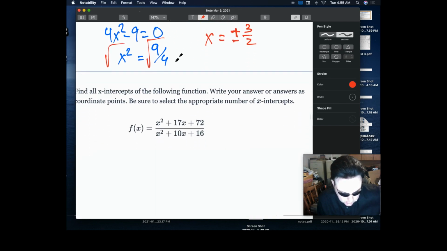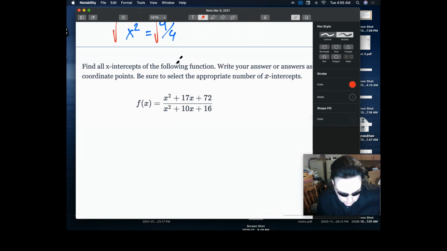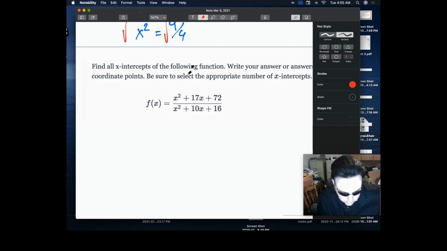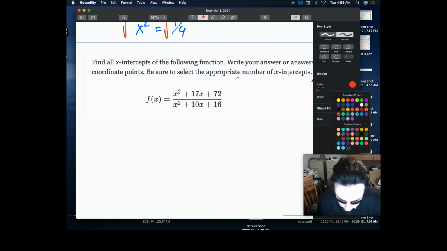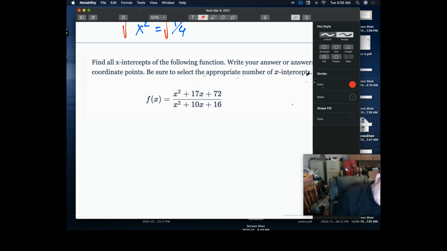Okay. All right. Let's see the next one. Find all x-intercepts of the following function. Write your answers as coordinate points. Okay. So again, step 1, moral of the story, you always want to do is factor. So x plus 9, x plus 8, factor the bottom. What is that? 8 and 2.